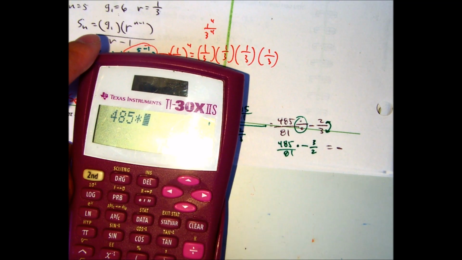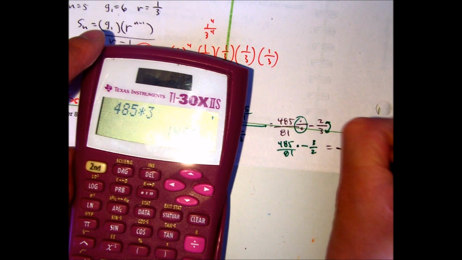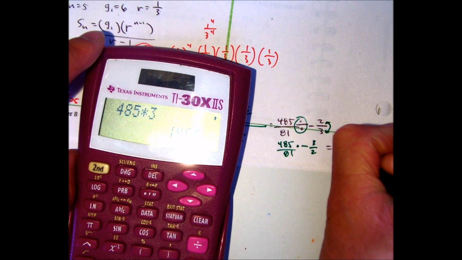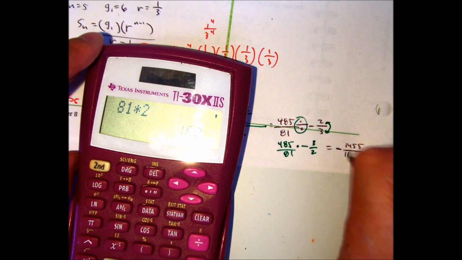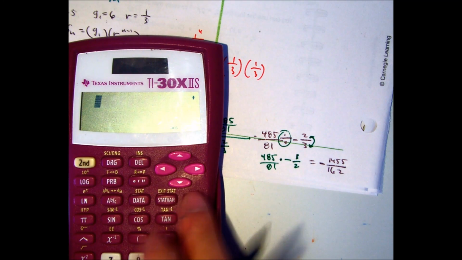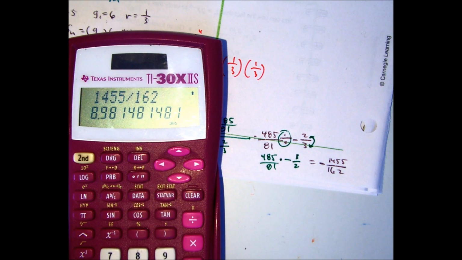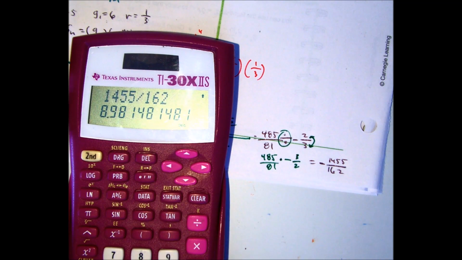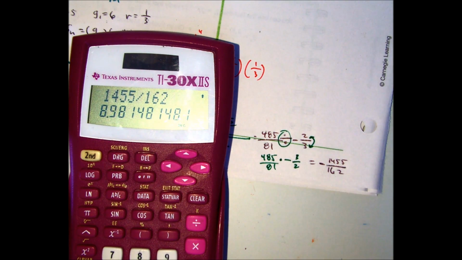485 times 3 gives me 1455 over 81 times 2. And if you wanted to actually get a number, say 1455 divided by 162, you get about 8.98. And the book has 826 over 27, which is actually the same thing. So this value is acceptable to me.